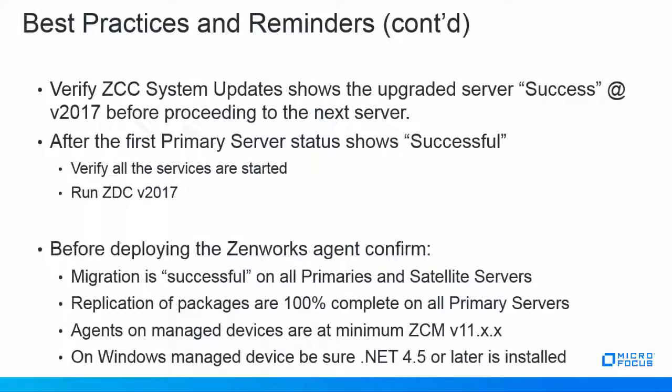After your primary server has been upgraded and rebooted, verify that the system update shows the upgraded server as a success before proceeding to the next server. After the first primary server shows a successful status, verify all the services are started and run the ZDC for version 2017. Before deploying the ZENworks agent, confirm the migration is successful on all primaries and satellite servers.